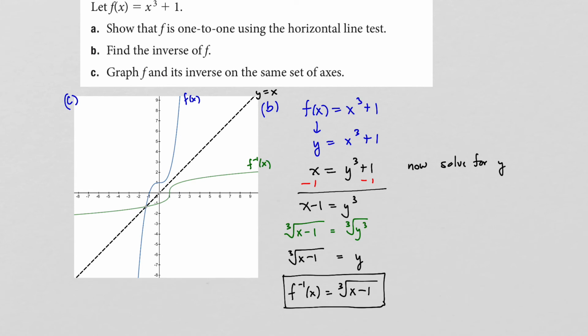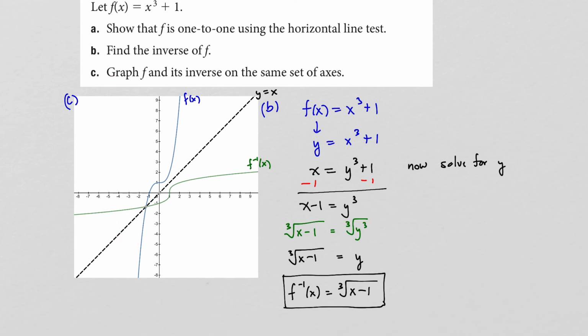So here's what the graph would look like. We have our original function f of x here. The inverse function, cube root of x minus 1, is this function here. And for reference, I have the line y equals x, which comes right down the middle. You'll notice that these graphs here are perfect symmetrical images of each other across that line.